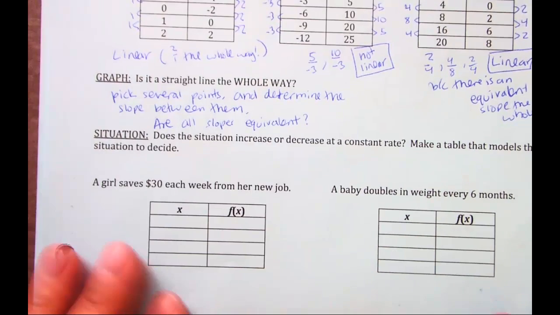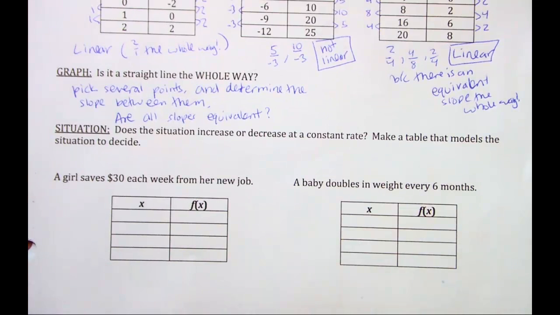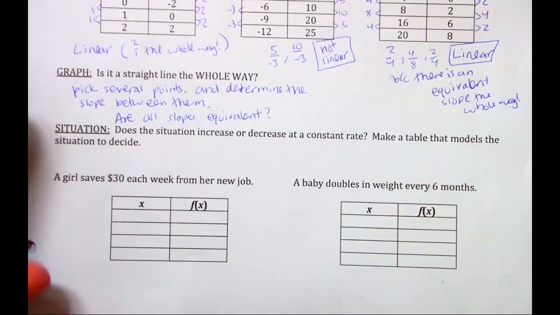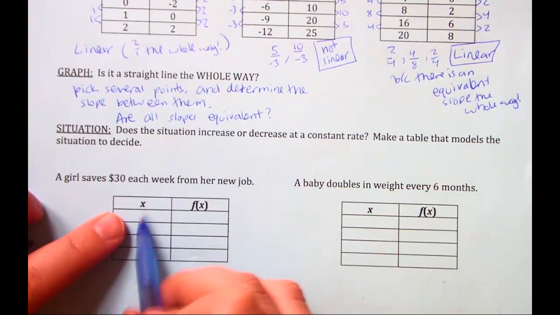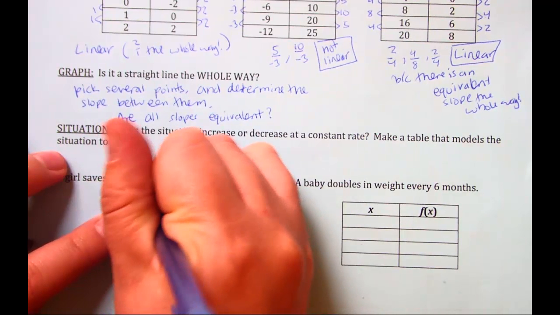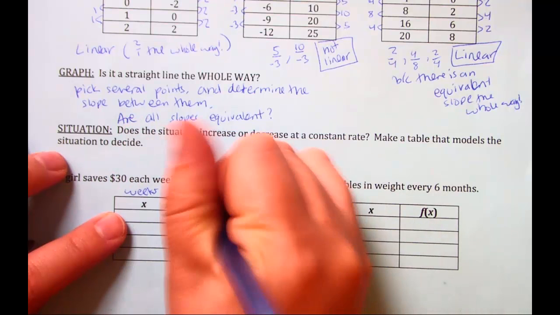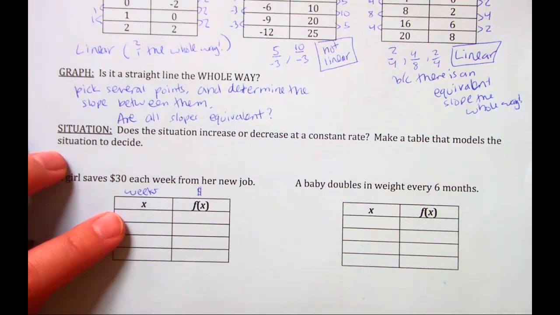Now look at this situation. For a situation, it says, does the situation increase or decrease at a constant rate? So for a situation, you can make a table that models the situation and then decide. So this first one says, a girl saves $30 each week from her new job. So let's make X be the weeks and f of X be the money saved.